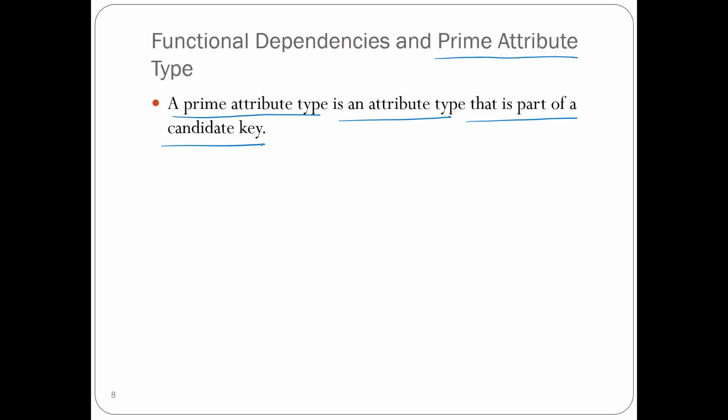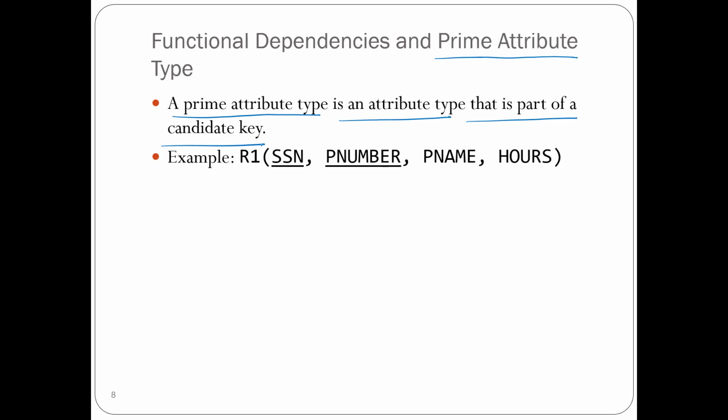Okay, so briefly, I can redefine what a candidate key is. A candidate key is the set of attributes of a relation that would uniquely identify the tuples from the relation. And you can have more than one candidate key. So a prime attribute type is an attribute type that is a part of a candidate key.